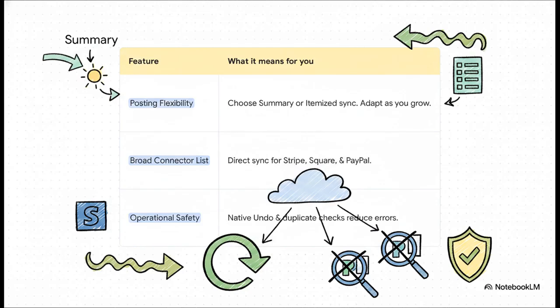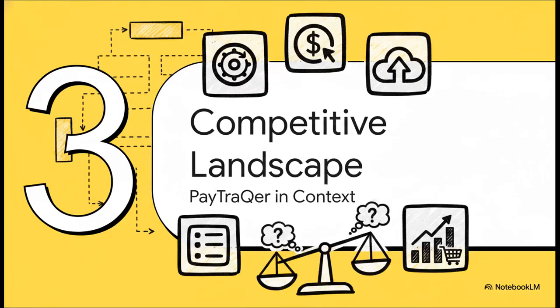And third, what they call operational safety. That undo button plus automatic checks for duplicate entries just drastically cuts down the risk of making a really expensive mistake. But PayTraQer isn't the only tool out there, not by a long shot.